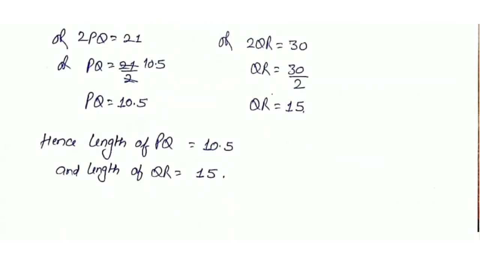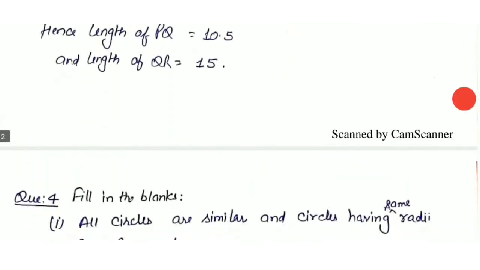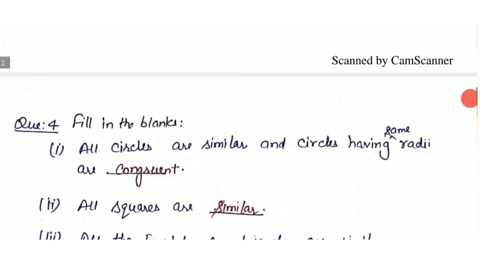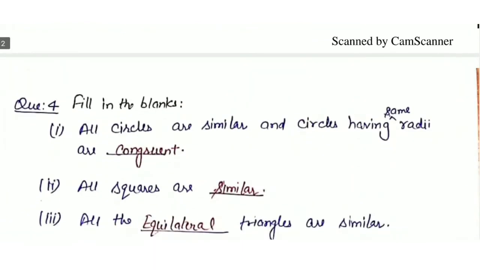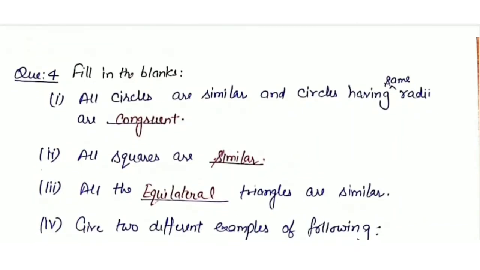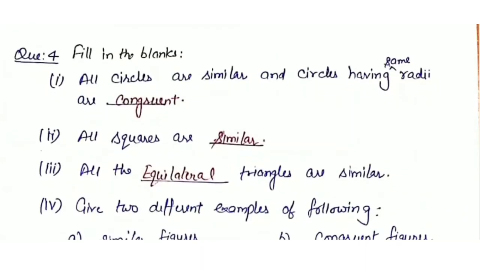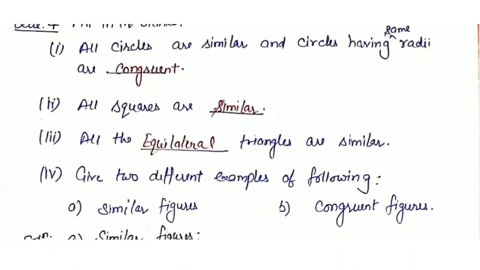So now question number 4, fill in the blanks. All the circles are similar, and circles having the same radii are congruent. Keep in mind, if the radii of the circles are the same, then the circles will coincide with each other. So these circles are known as congruent circles, and all the squares are similar. Keep in mind, all the squares are similar. Similarly, all the equilateral triangles are similar.